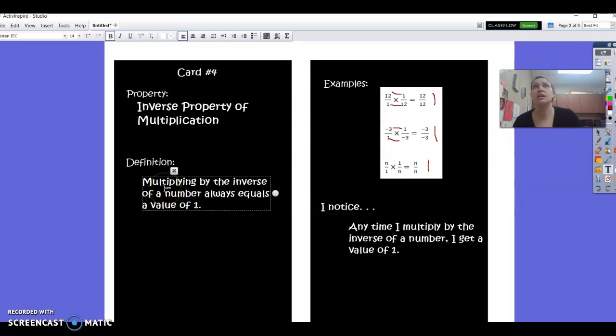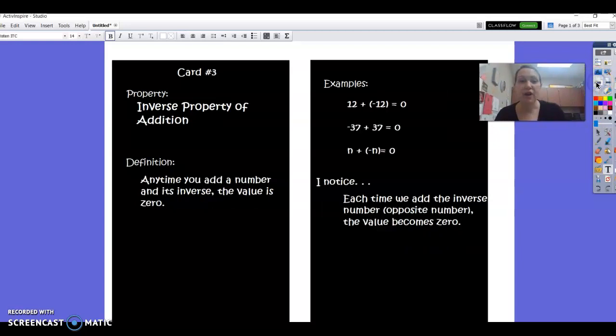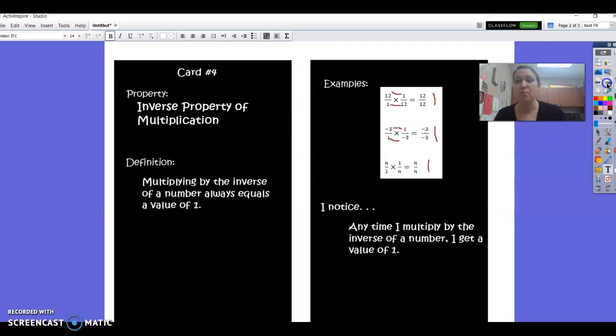So you noticed in identity properties, the identity properties didn't change the value at all. The identity properties, it was adding 0 doesn't change the identity, and multiplying by 1 doesn't change that identity. Here, the inverse properties do change the identity. For additive inverse, I changed the value to 0. And for multiplicative inverse, or the inverse of multiplication, I change my value to 1.